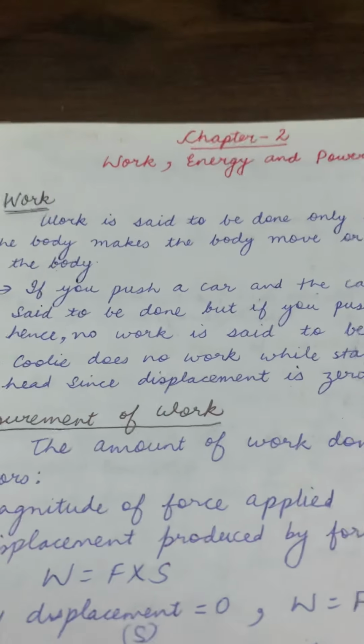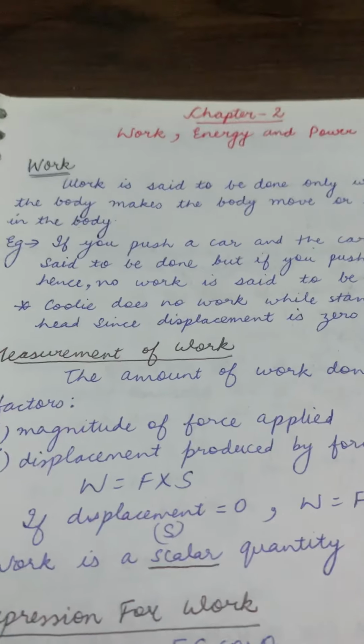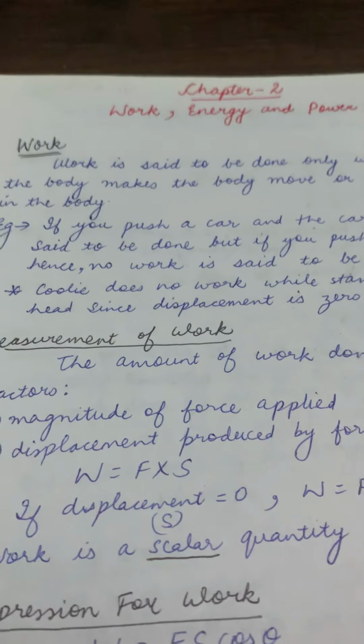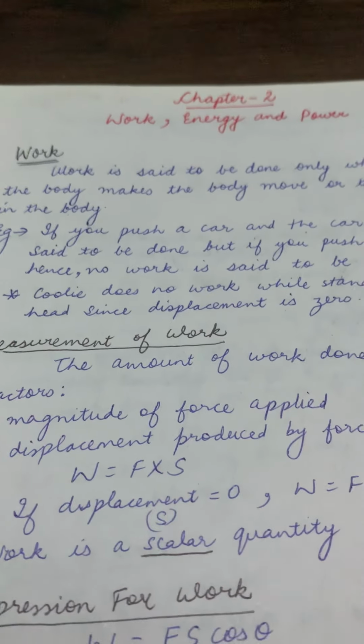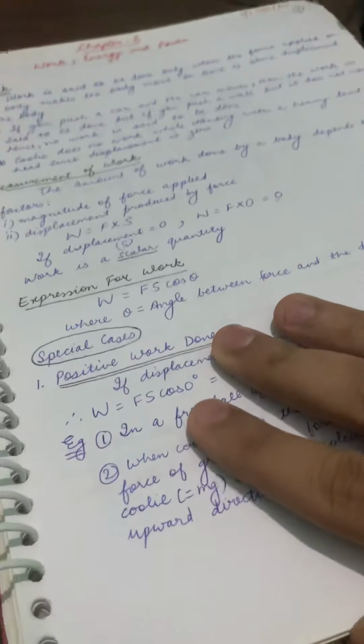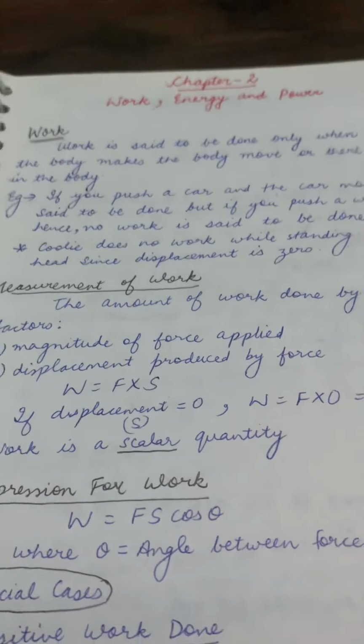Let's start with the physics chapter 2, work, energy and power. What is work? Work is said to be done when you apply some force on a body and the body begins to move. For example, if you push this book, see, I'm applying some force and this book or the notebook has begun to move.